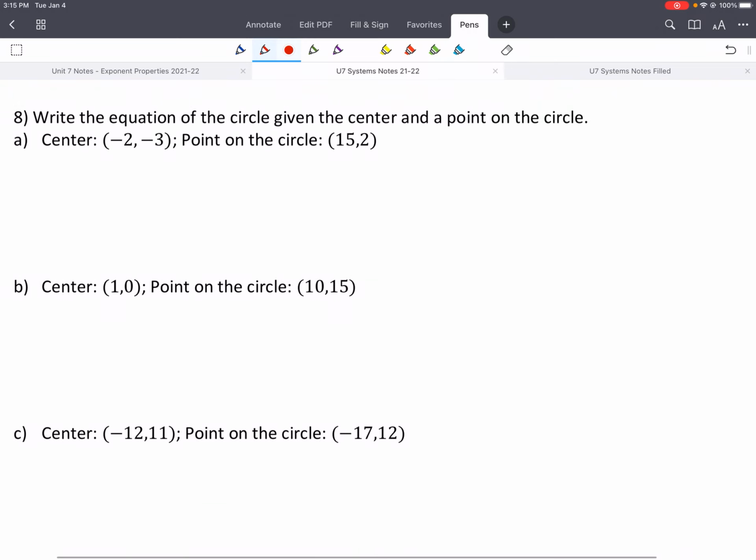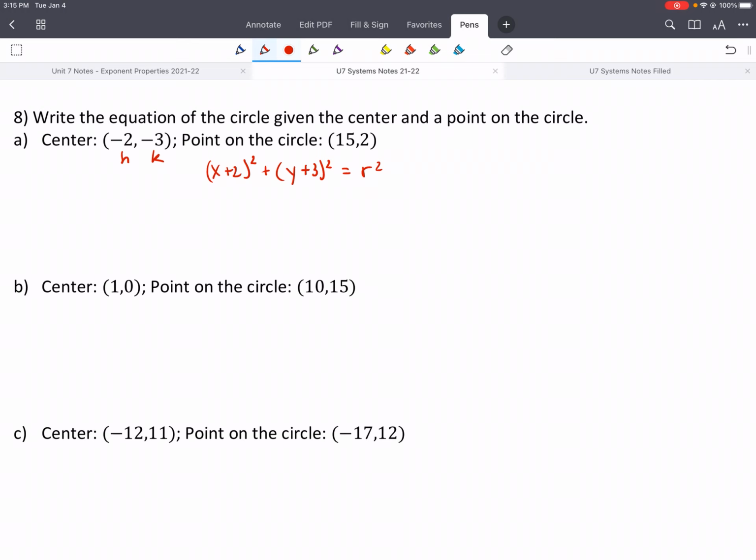Alright, last thing we need to talk about is if we have a center and a point. So our center was always our h and k, and if we were to write this down, we'd get x minus h, so minus a negative 2, which will give us plus 2. And then we'll add that to y minus k, which is the negative 3, so plus 3. And that's equal to our radius squared. But we don't know what the radius is.